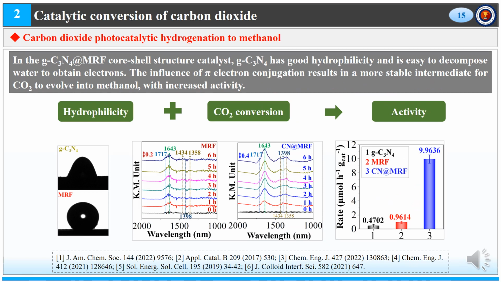In the carbon nitride MOF core-shell structure catalyst, carbon nitride has good hydrophilicity and is easy to decompose water to obtain electrons. The influence of pi electron conjugation results in a more stable intermediate for carbon dioxide to evolve into methanol with increased activity.